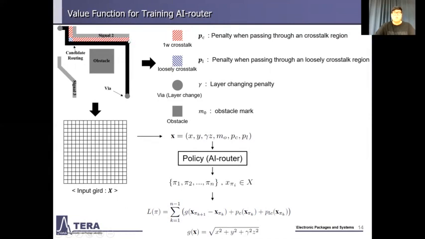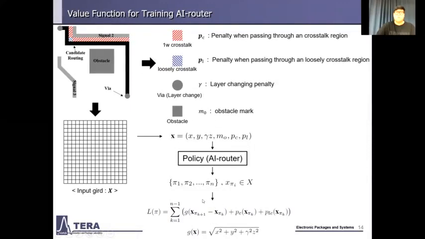This red region is the 1W crosstalk region, which means if the signal width is W and the space is W, then we call it the 1W crosstalk region. And if the space is larger than 1W but shorter than 2W, then we call it the loosely crosstalk region. We made two levels of crosstalk region, and this gamma is the via transition penalty, or layer changing penalty.